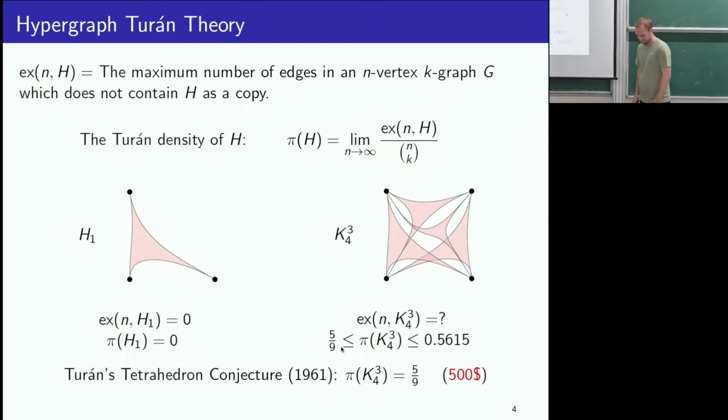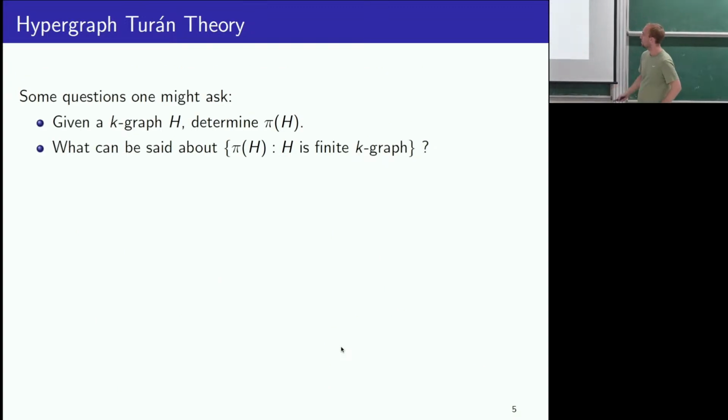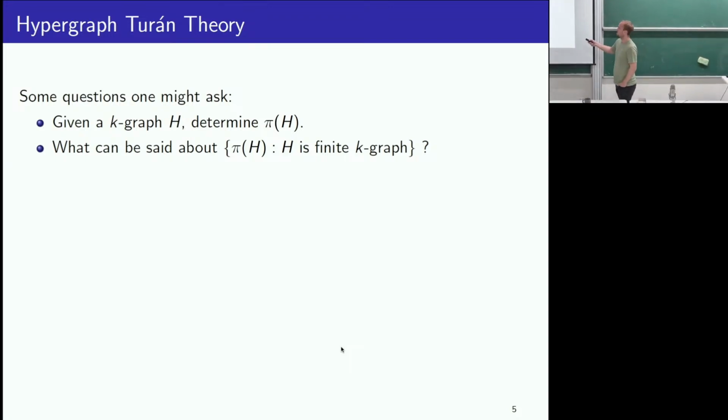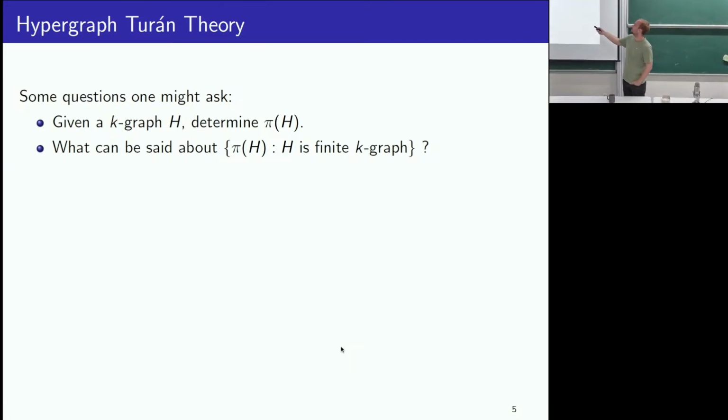Okay. So what kind of questions do you ask about this object? Well, the natural question is, I give you an H, and your challenge is to determine its Turán density. Or you might also be interested in what the set of all Turán densities of finite k-graphs looks like. This is a question people look at.